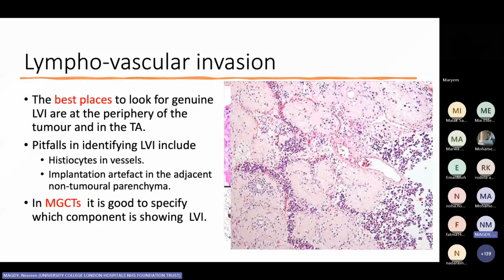It's very good practice to mention which component of a mixed germ cell tumor is showing lymphovascular invasion. What's within the vessels? Is it choriocarcinoma? Is it embryonal carcinoma? This is important.